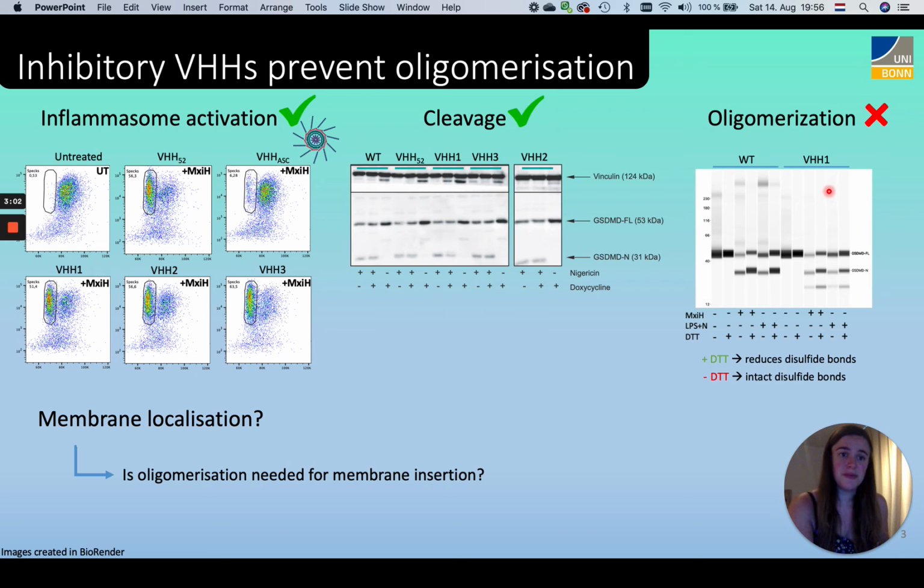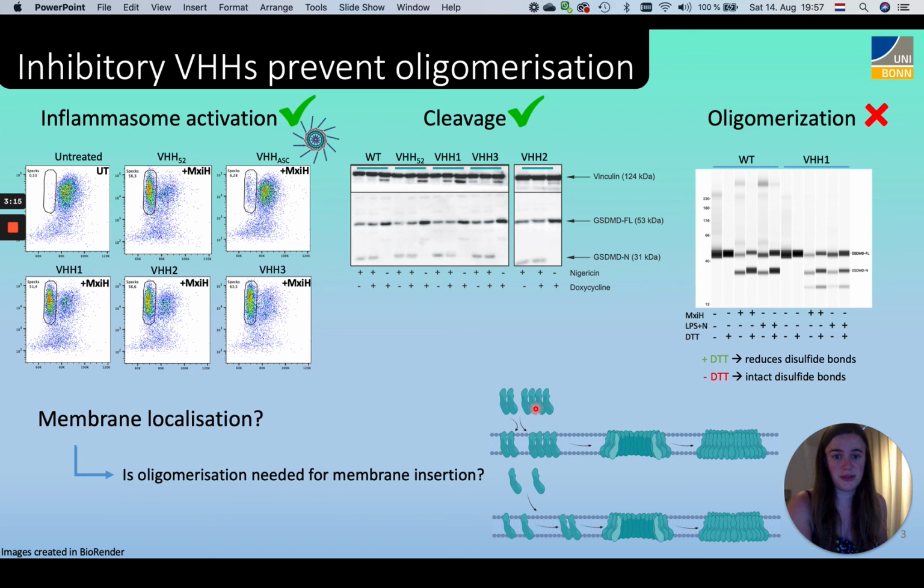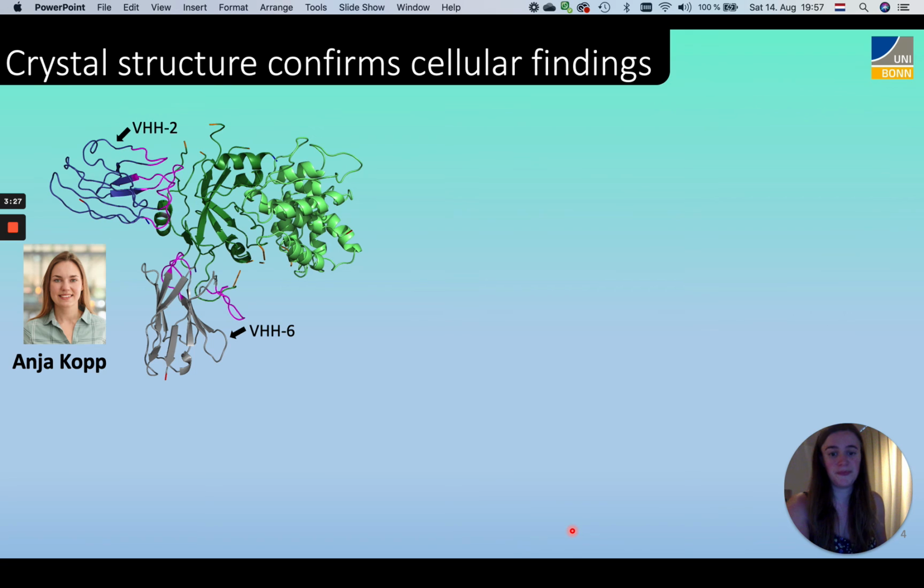The last question we would like to address is whether or not the nanobodies still allow membrane localization of gasdermin D. This would allow us to answer the question whether oligomerization is needed for membrane insertion. So basically, if oligomers first form and then move towards the membrane, or if the monomers are first inserted into the membrane and oligomerize in the membrane itself.